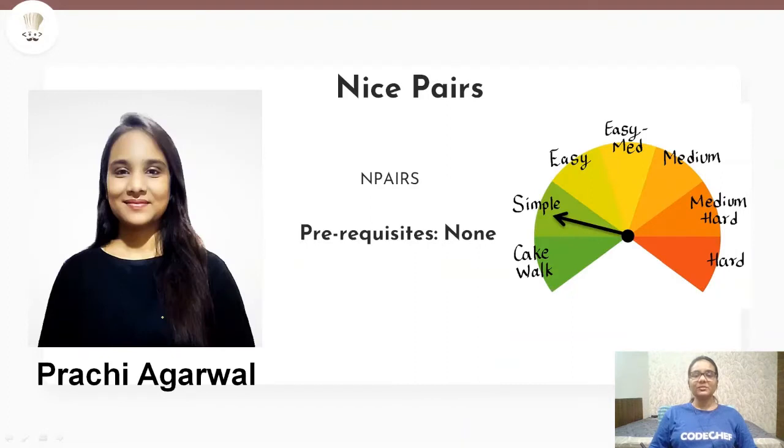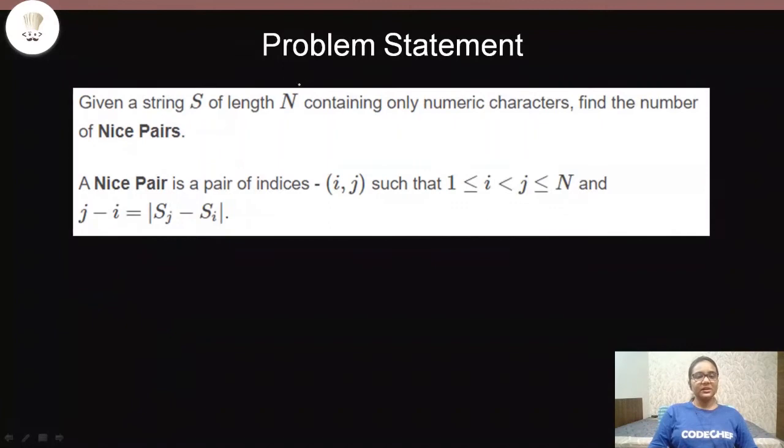Today we'll be solving the problem nice pairs, which is a simple problem. The problem statement says that we are given a string s of length n, which contains only numerical characters, and we have to find the number of nice pairs. Now the definition of nice pairs is given to us.